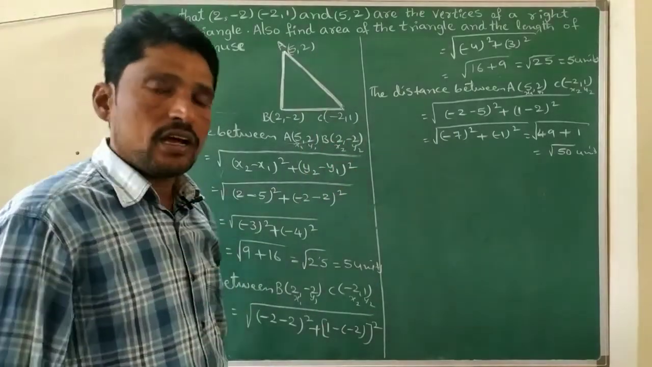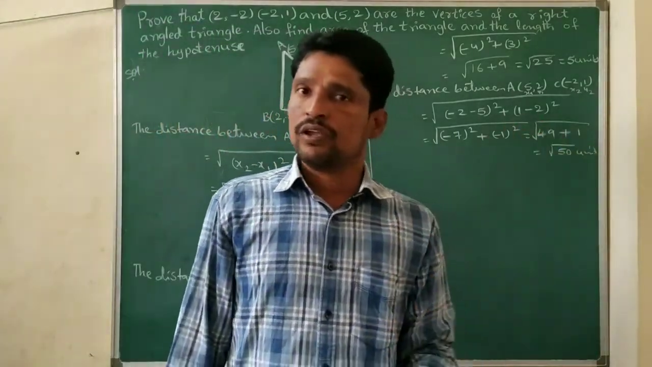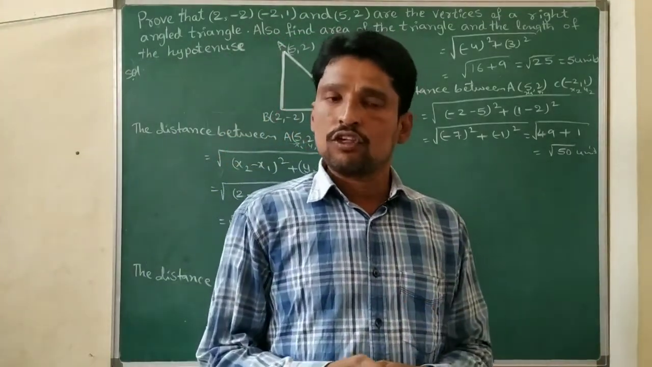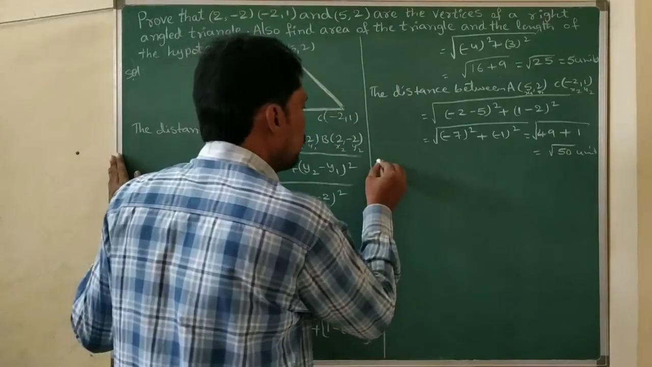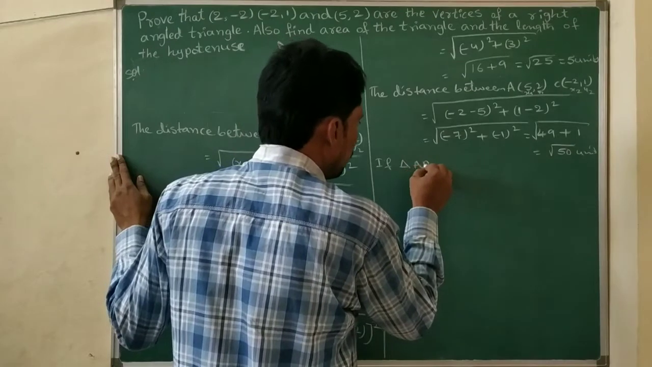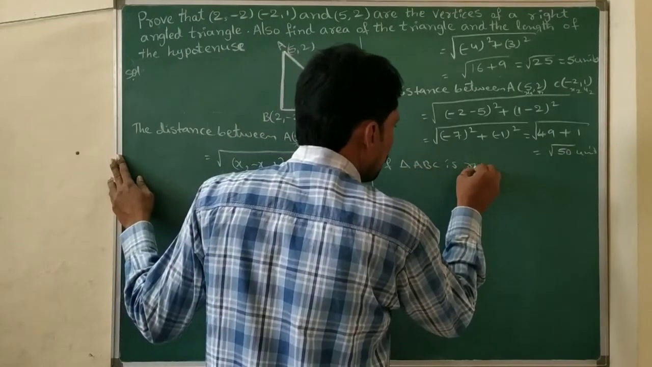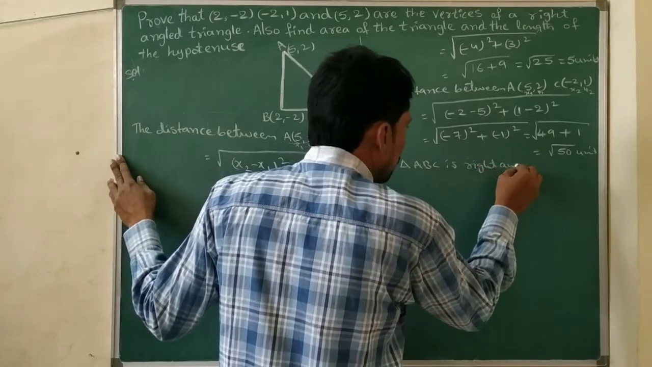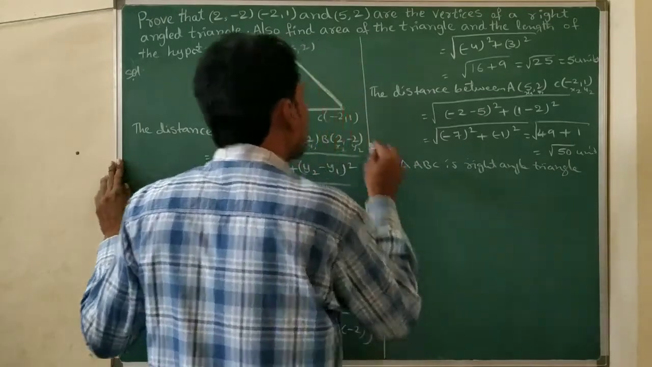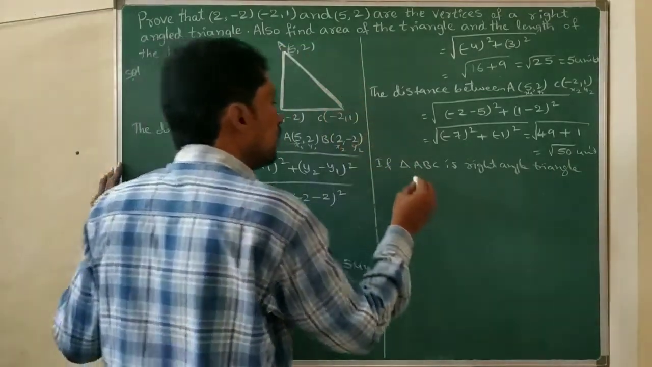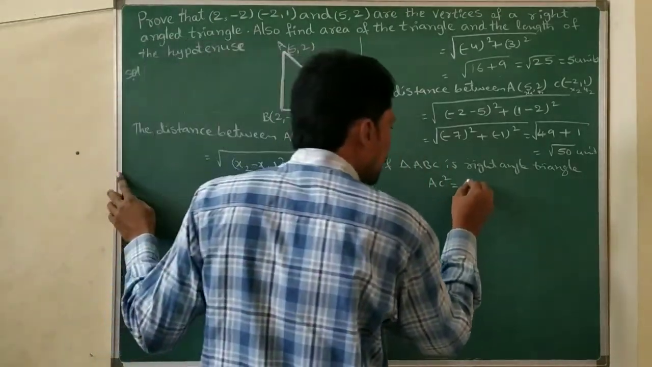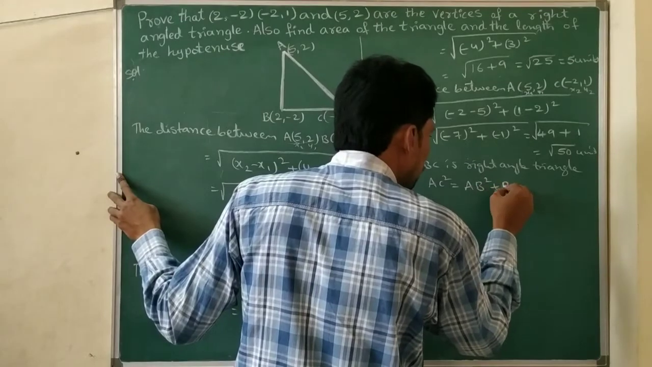Now we can check whether it is a right angle triangle. We know the formula, and we can apply it. What is that formula? Hypotenuse square equals side square plus side square, if ABC is a right angle triangle. Hypotenuse here is AC, so AC² equals AB² plus BC².